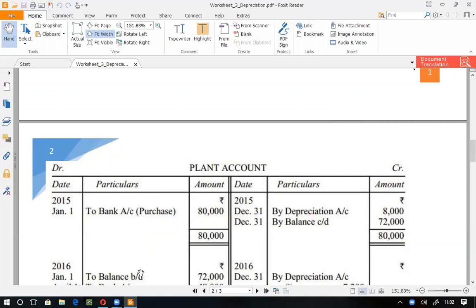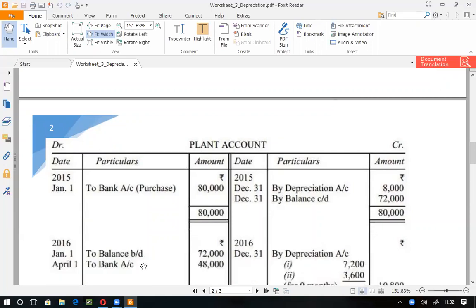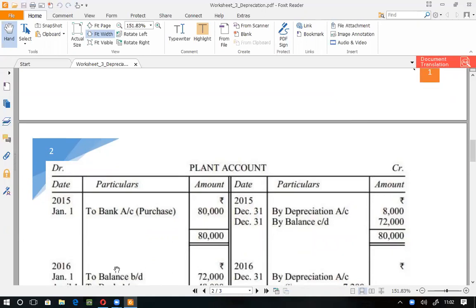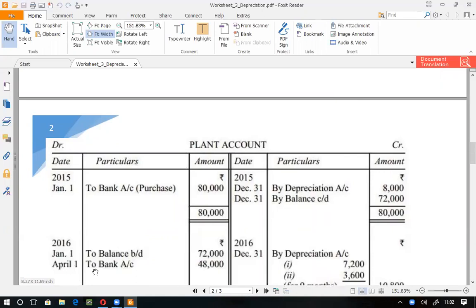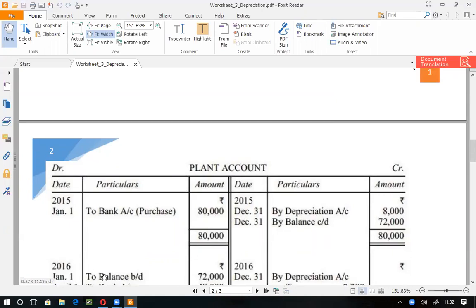And the next machinery, which is purchased on 1st April, the cost of this machinery is 48,000, but because we purchased it on April 1, 2016, we'll calculate depreciation from April 1 to 31 December. How many months are there from 1 April to 31 December? Prabnoor, can you answer? Prabnoor, can you please unmute?